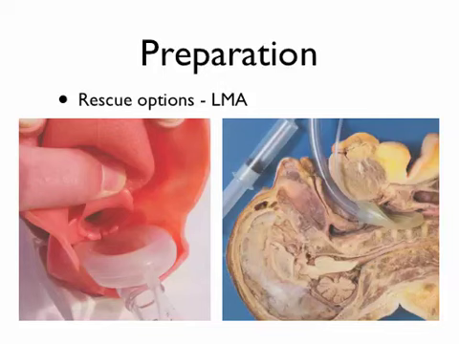Another step, as we do with adults, is to have a backup plan in case you run into difficulty, and paediatric size laryngeal masks are available, and you should think about what size you need and have one of those handy just in case.